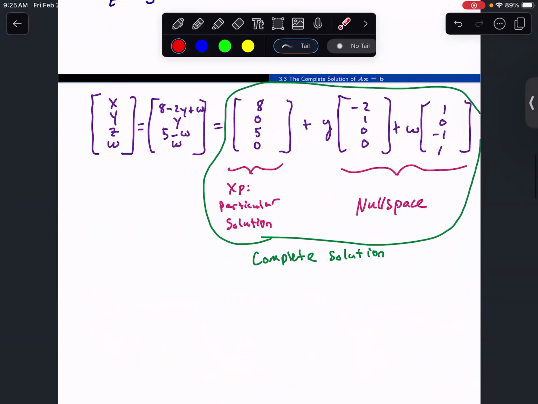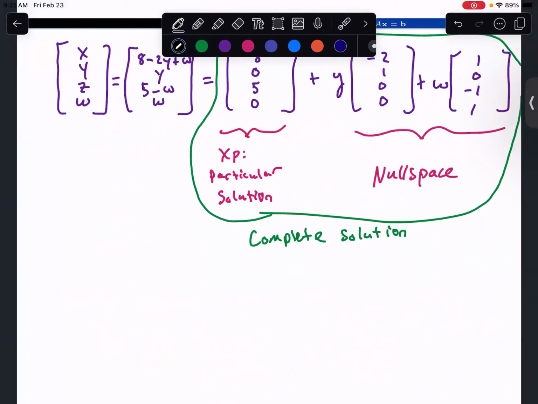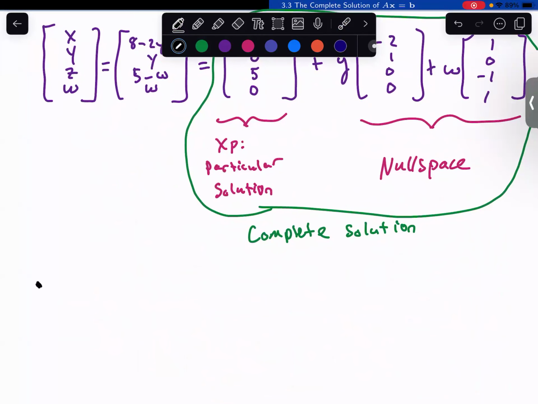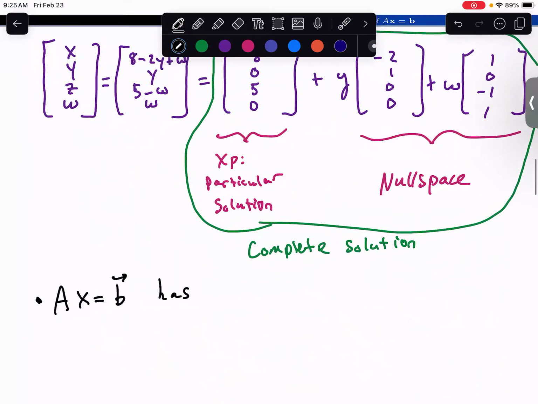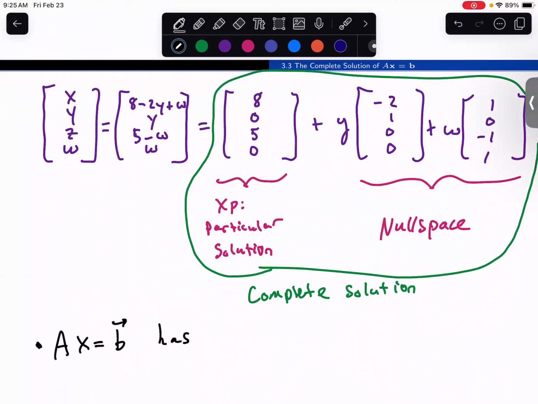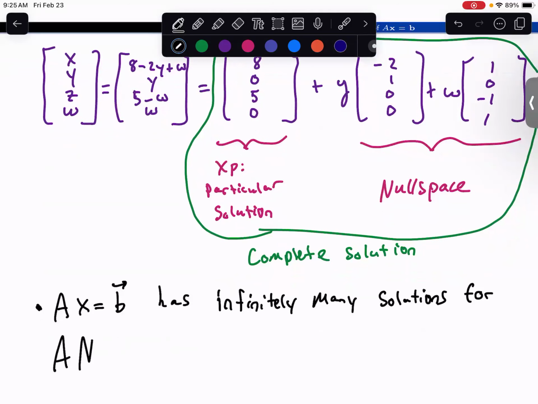So one comment you can make about the system of linear equations Ax = b is that in this case, we have more columns than we do rows, so we have free variables. We're always going to have free variables. So Ax = b will have infinitely many solutions for any b. The keyword being for any.